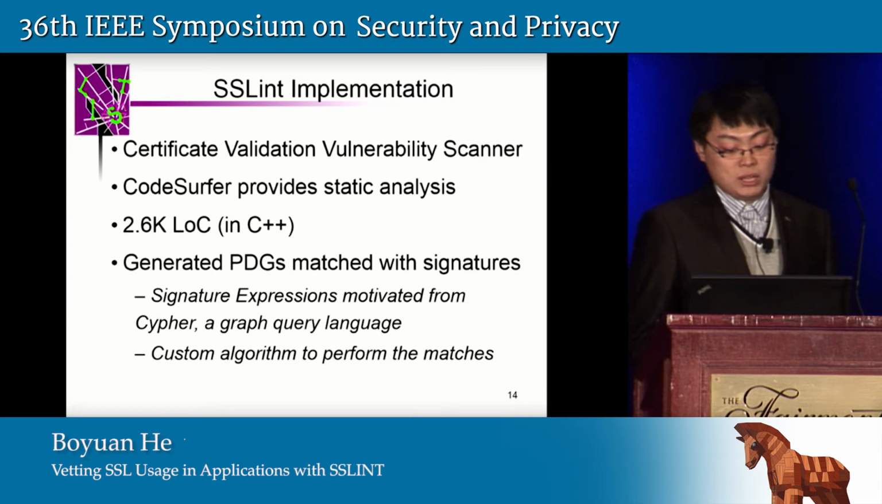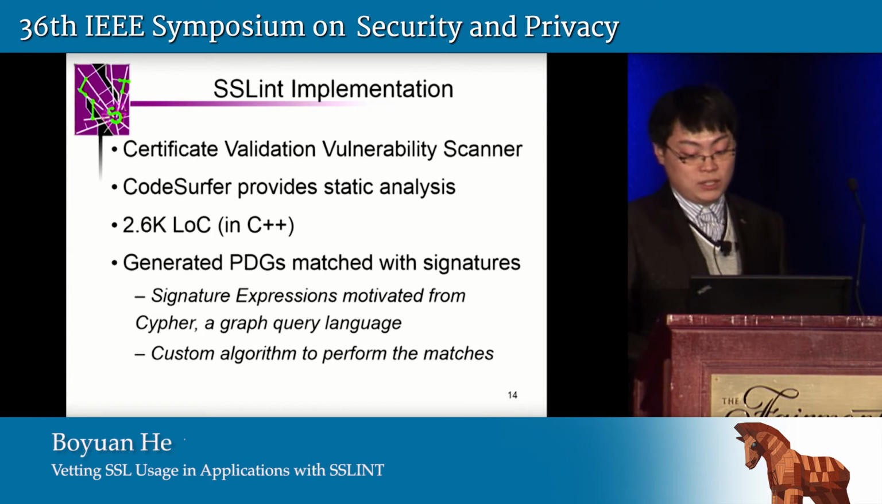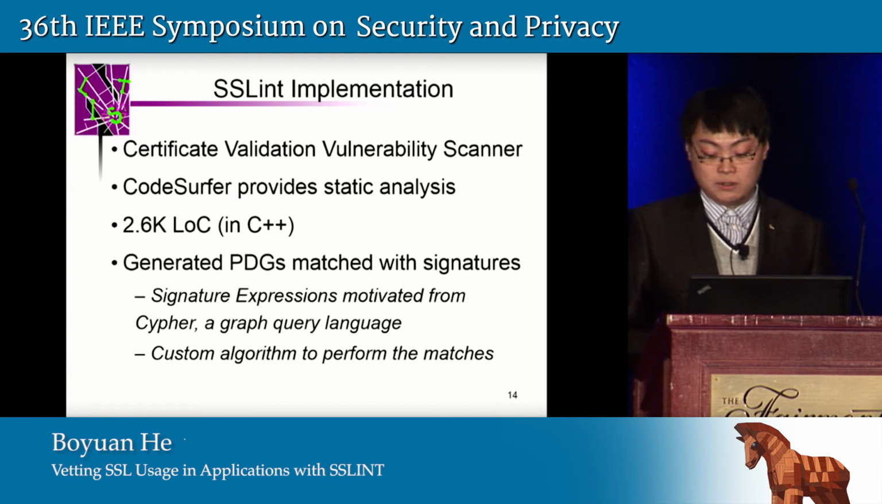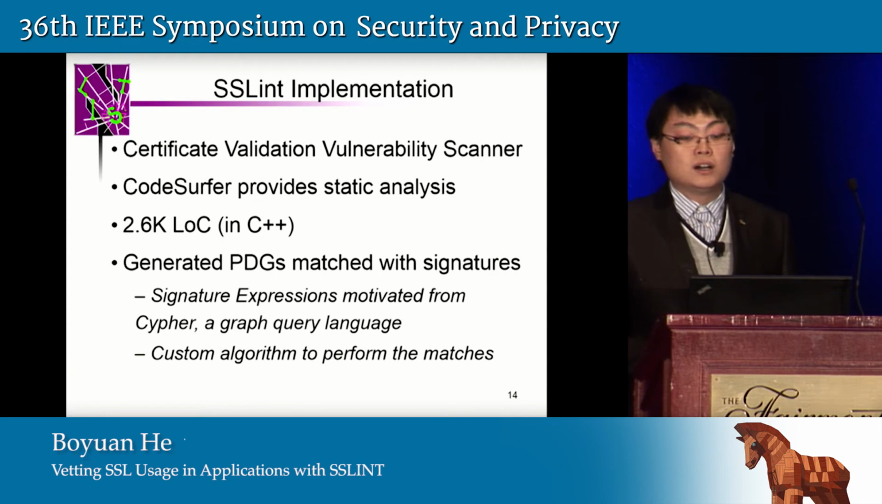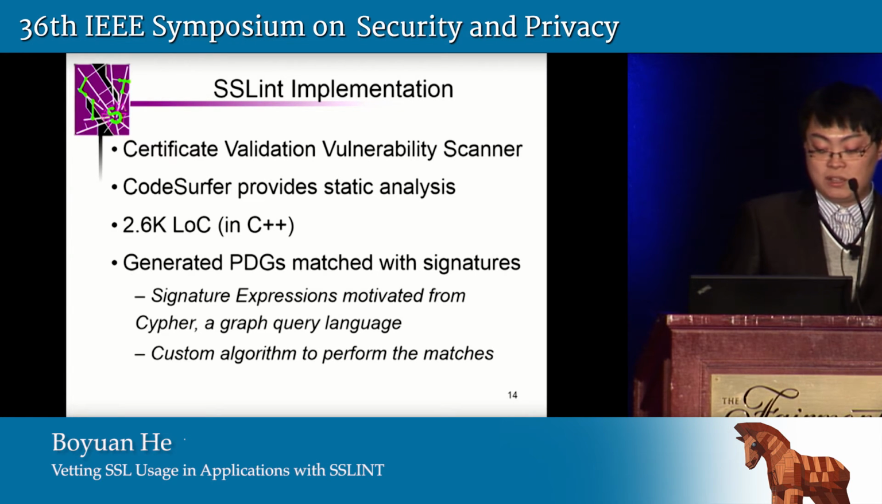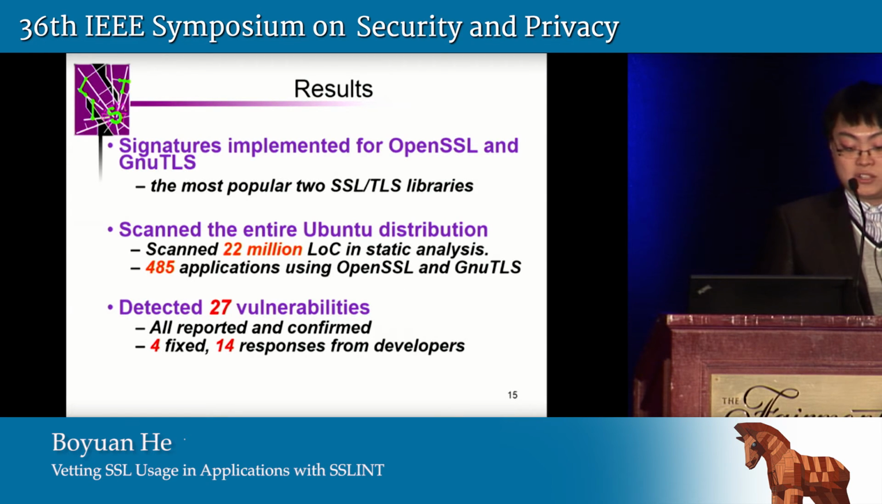In our implementation, SSLINT acts as a certificate validation vulnerability scanner. We use CodeSonar, a static analyzer provided by GrammaTech, for static analysis and generating PDGs. SSLINT is implemented in C++ and is about 2,600 lines of code. Our signature expression design is motivated by Cypher, a graph query language used in the popular graph database Neo4j. We also designed a custom algorithm to perform the signature matching.